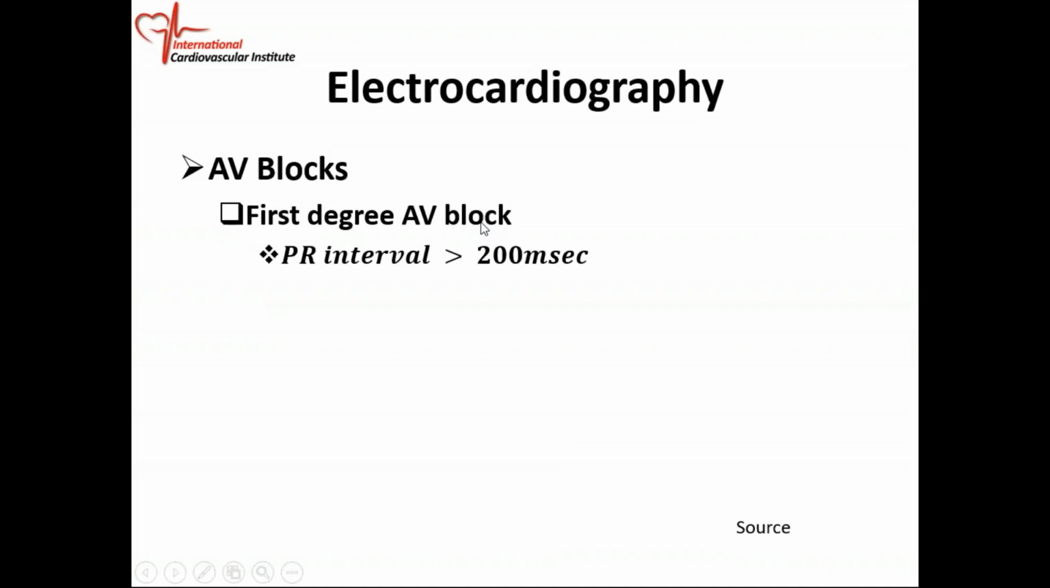That is, the impulse takes a little bit longer to travel from the atrium to the ventricle. So when you look at your PR interval, remember when we started our ECG, we talked about how to measure the PR interval. PR interval is from the beginning of the P wave to the beginning of the QRS. If it's more than 200, and some texts say 210 milliseconds, then you have first degree AV block. So you have to measure it. It just means that the impulse going from the atrium to the ventricle is slowed.